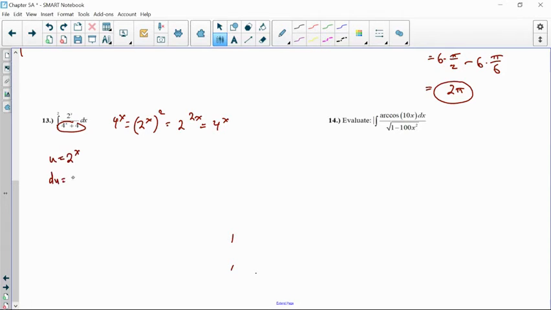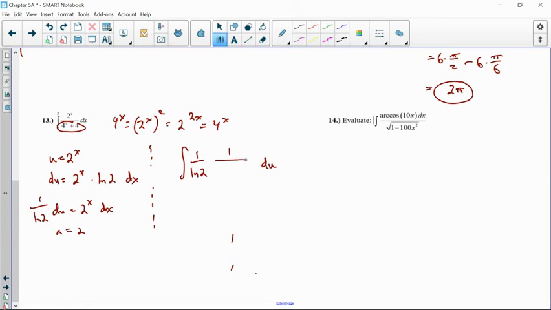Because then du is 2 to the x times natural log of 2 dx. And notice that will make sense to make that our du there. So divide the natural log of 2 over. So 1 over natural log of 2 du is equal to 2 to the x dx. So then when I look at this, my a value, 2 squared is 4, so a is 2. So now this becomes the integral, I have 1 over natural log of 2 du, and then it's 1 over u squared plus 2 squared.